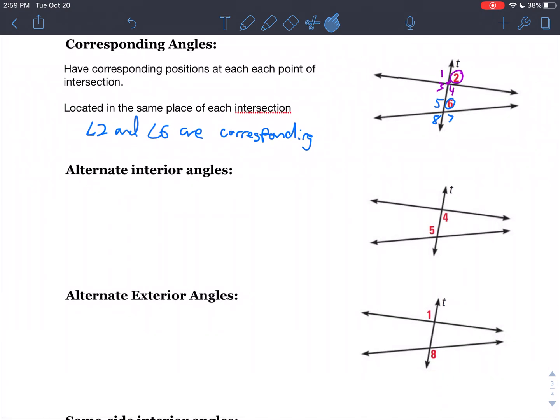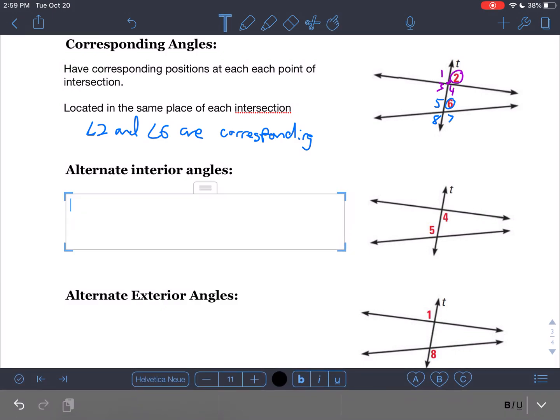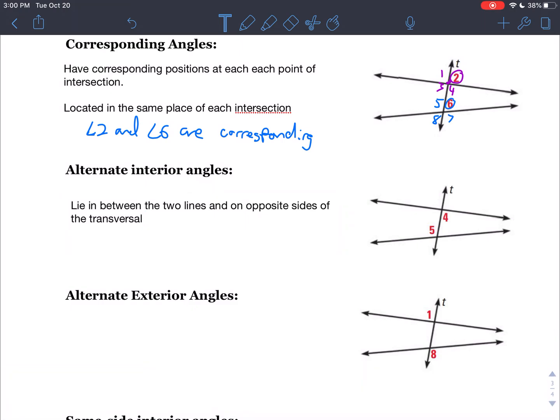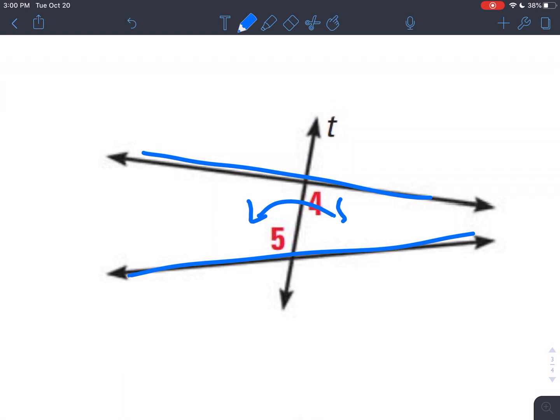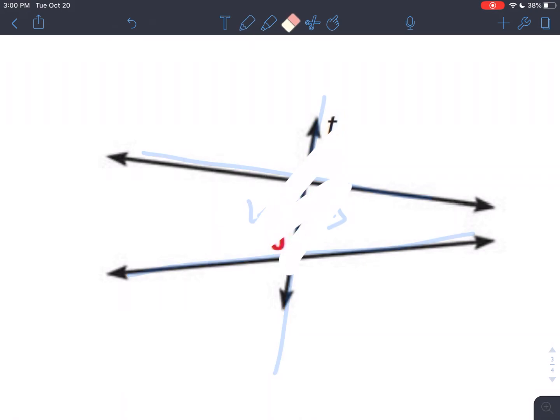Okay, next up we have alternate interior angles. Alternate interior angles lie in between the two lines, those two being the ones that aren't transversals, and on opposite sides of the transversal. They're alternating the sides of the transversal, and they're in between the two lines. Let's zoom in here. So I have angles 4 and 5. They exist in between these two lines, so they're interior, and on opposite sides of this transversal T. So they're alternating. Alternate interior angles. And they have a special relationship we're going to talk about in the next section.